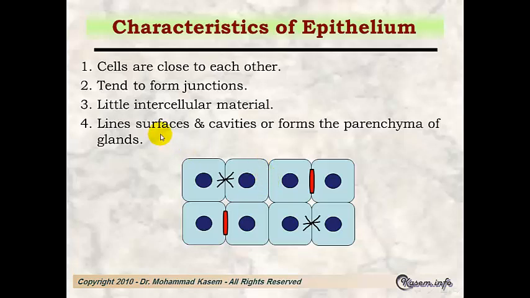Number four, they also line surfaces and cavities or form the parenchyma of glands. These are the junctions.